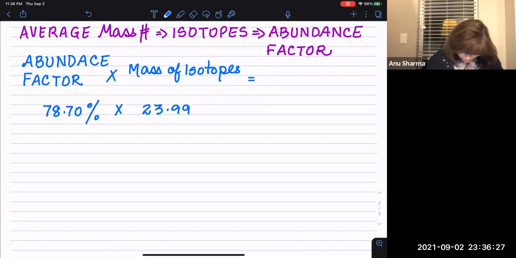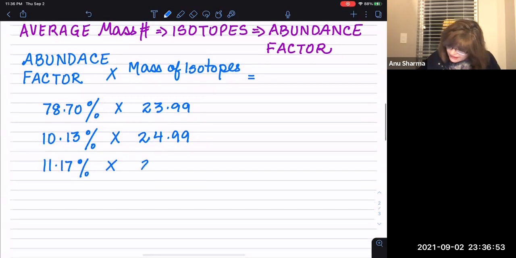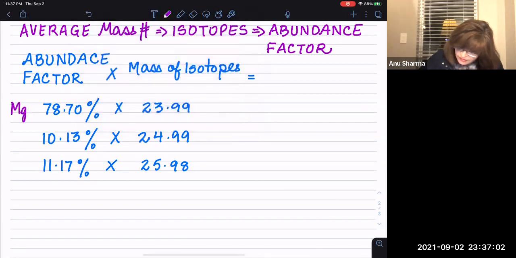Next is 24.99. This one is present as 10.13%. And 11.17%, this one is present as 25.98. So this is magnesium 24, this is magnesium 25, and this one is magnesium 26.